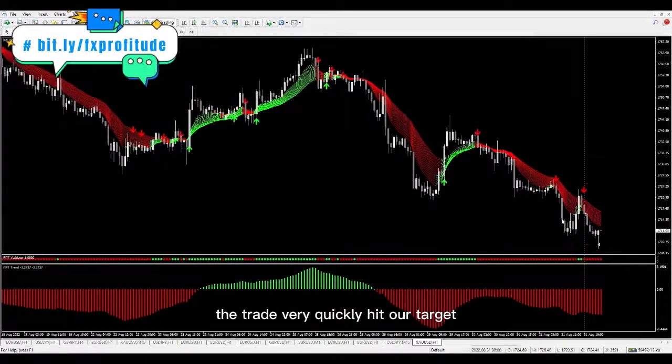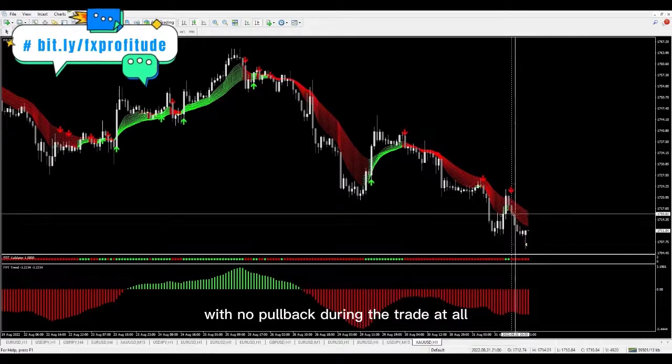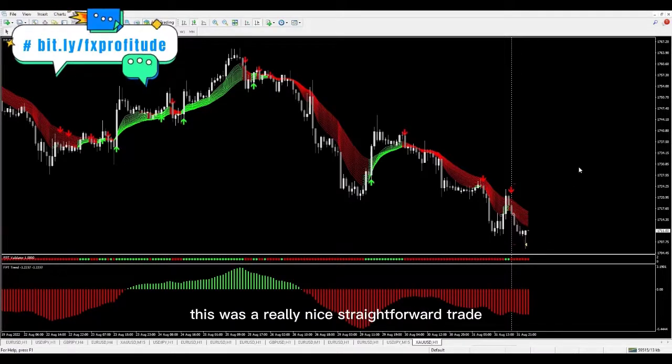The trade very quickly hit our target with no pullback during the trade at all. The profit on this one was for 95 pips, and there was no issue at all. This was a really nice, straightforward trade.